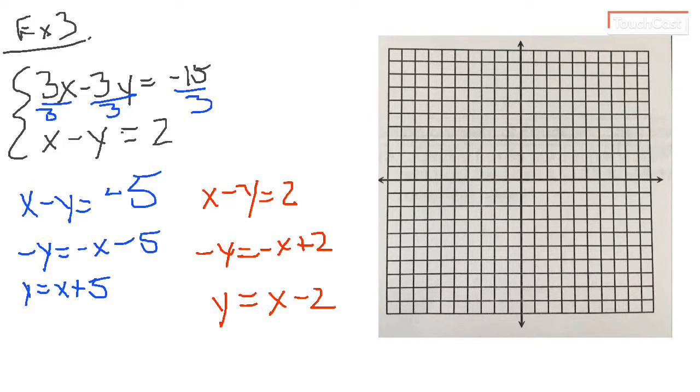First, x plus 5, we go up 1, 2, 3, 4, 5, and we put a dot. We can go up 1, right 1, and we can continue that pattern. We could even have gone down 1, left 1. We connect those dots, and then we can graph our second line. Now here we're going to go first to -2 on the y, and then we're also going to go up 1, right 1.